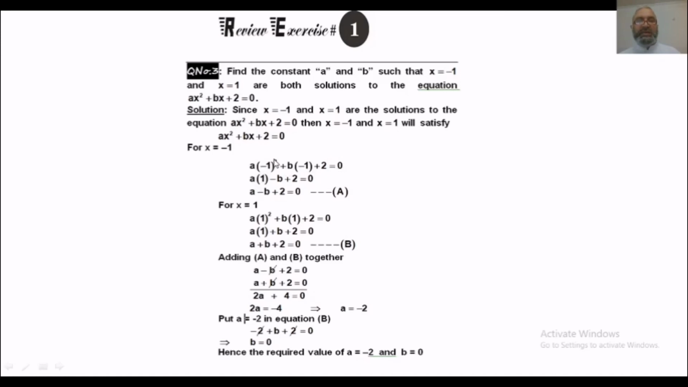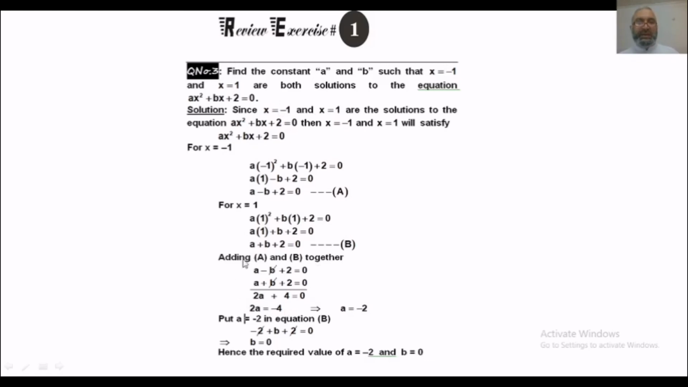a into minus 1 squared becomes plus 1, and b into minus 1 becomes minus b, plus 2 equal to 0. Or a minus b plus 2 is equal to 0. We get one equation. Let this be A. Next, for the second root, put x is equal to 1 in the given equation.